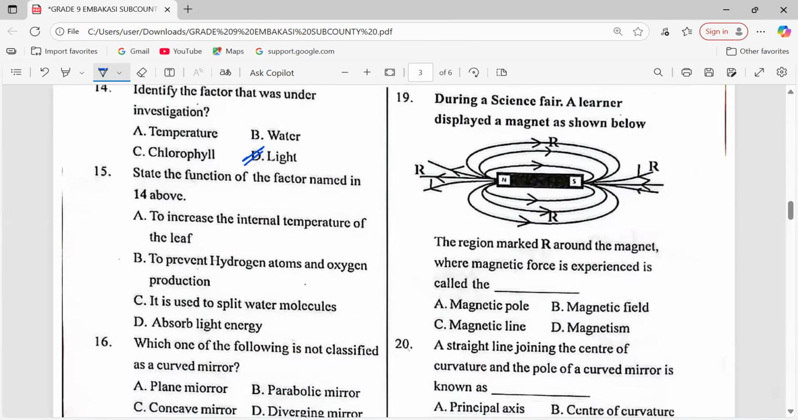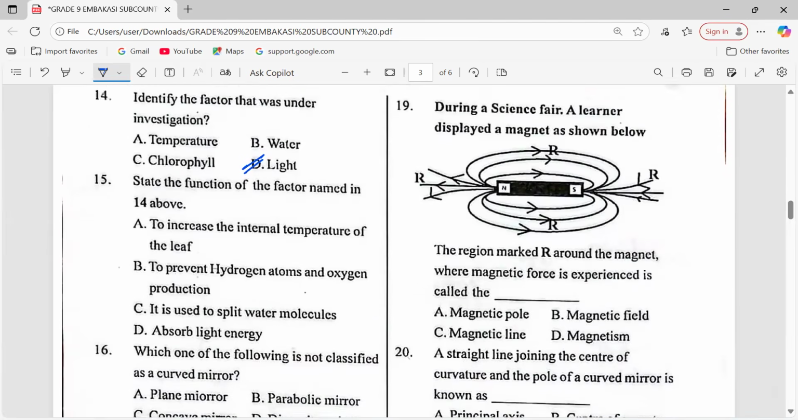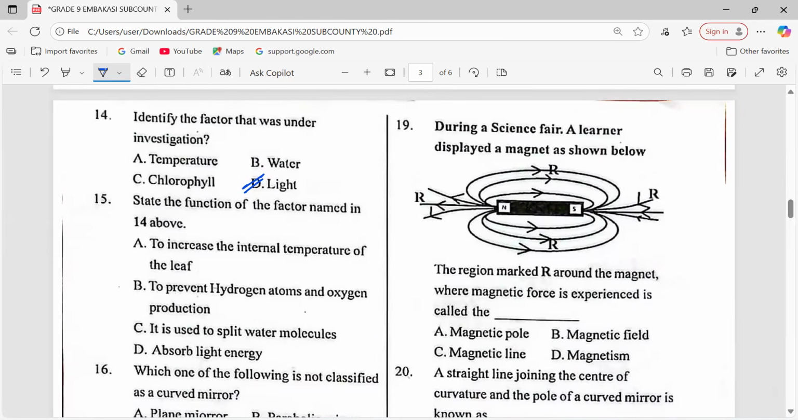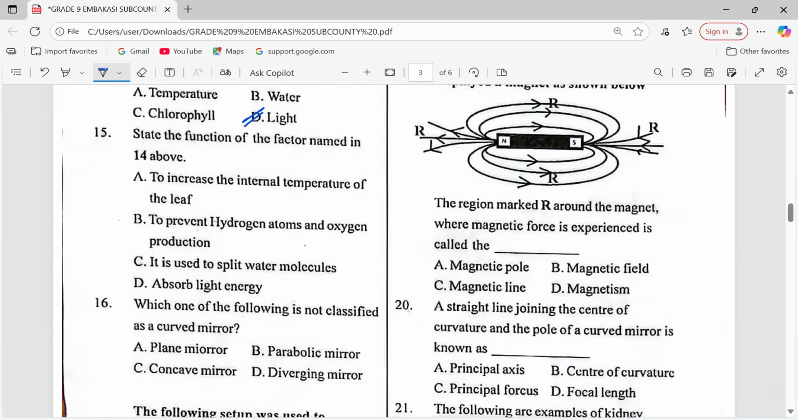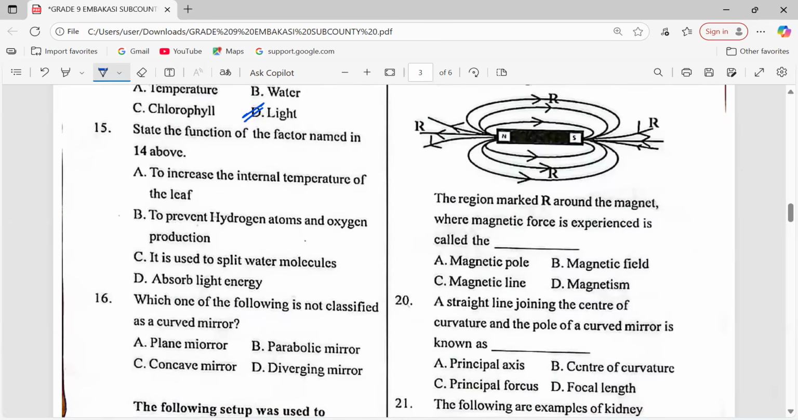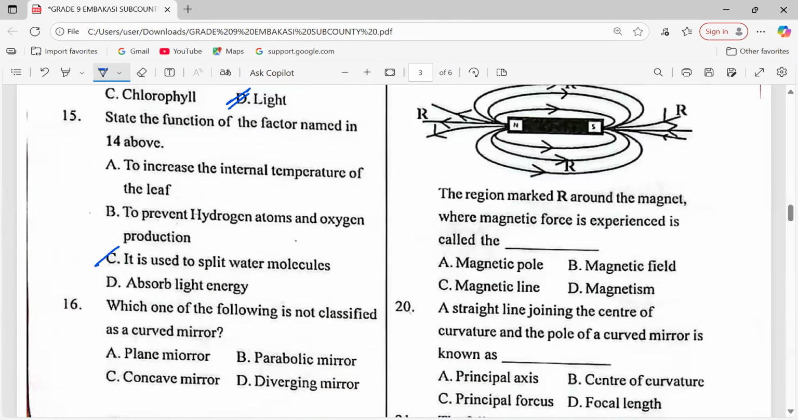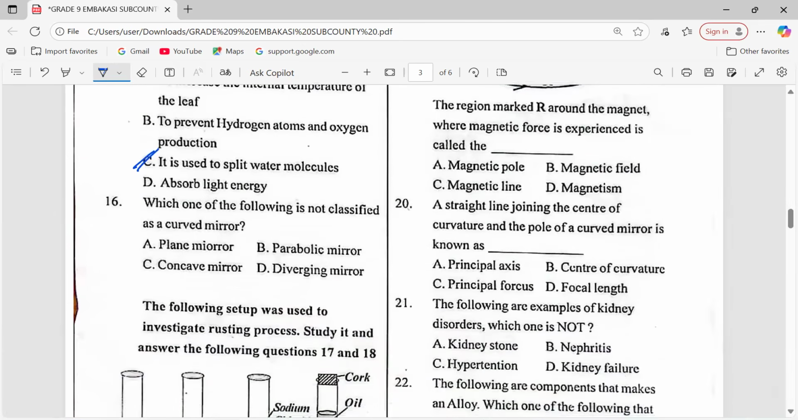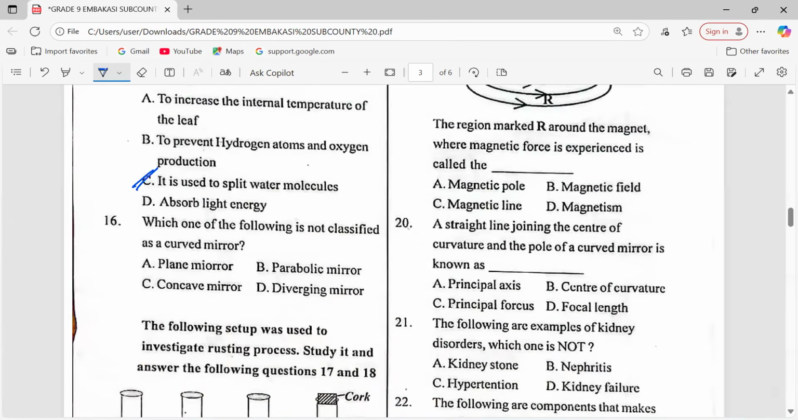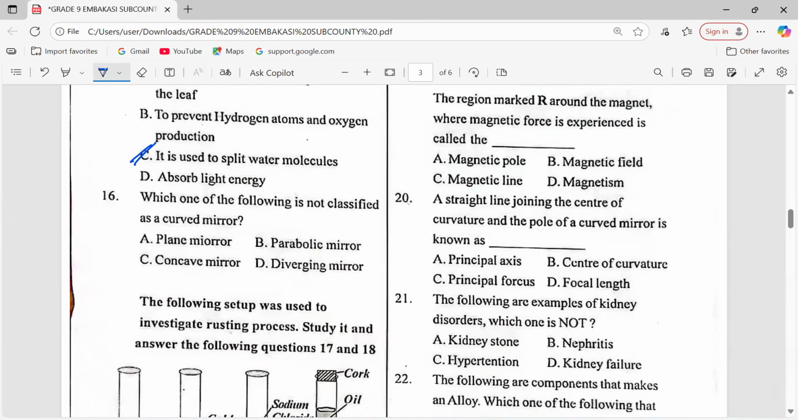State the function of the factor named in 14 above. During the process of photosynthesis, light energy is the one that is used to split water molecules into glucose and oxygen. Also, we have a byproduct of the process, which is oxygen. So water is split into oxygen and glucose.